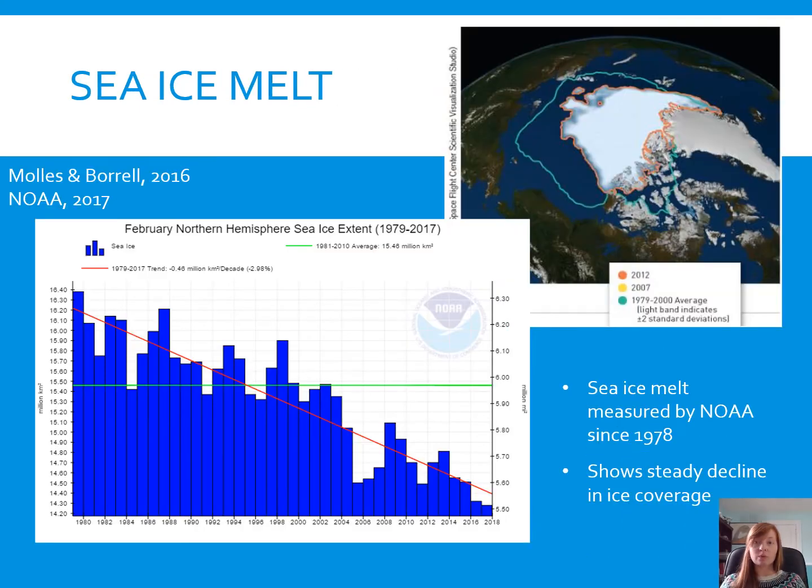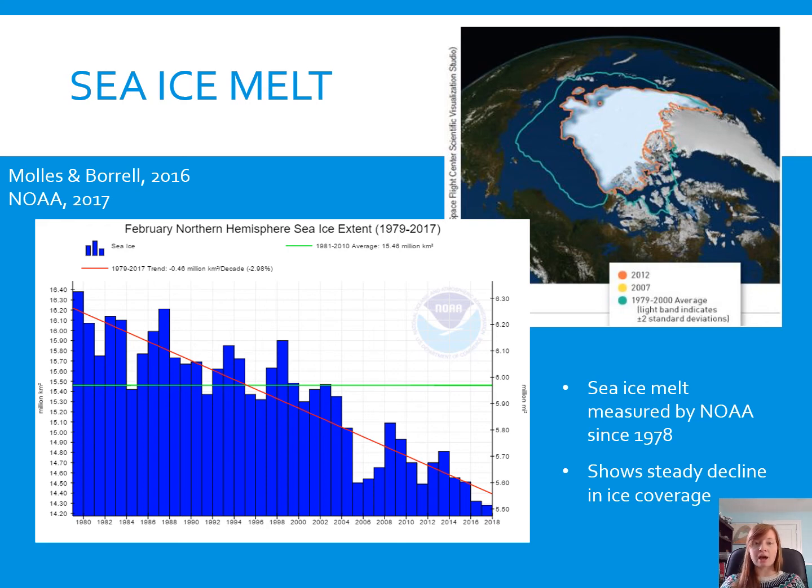One of the best indicators of climate change today is sea ice melt. If you look at the picture in the top right, you can see the blue outline of what the Arctic used to look like from 1979 to 2000 on average. The yellow line is not very visible, so let's look at the orange line from 2012. You can see how much that glacier changed and how much it receded.